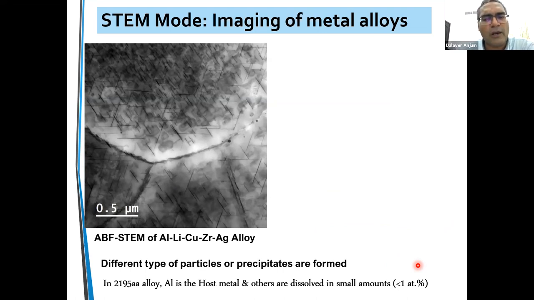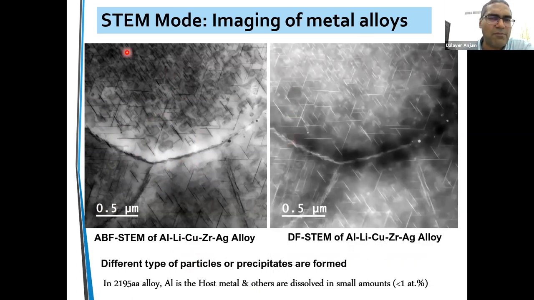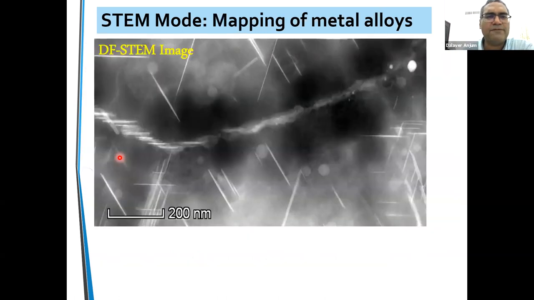So here we have an aluminum alloy, very popular in the aerospace industry. You mainly have aluminum, you add a very small amount of other metals in it, and then you process that alloy and they make precipitates. They come in many, many shapes, and you can see them. You can use STEM mode in either bright field or dark field to see these precipitate sizes and shapes very nicely.